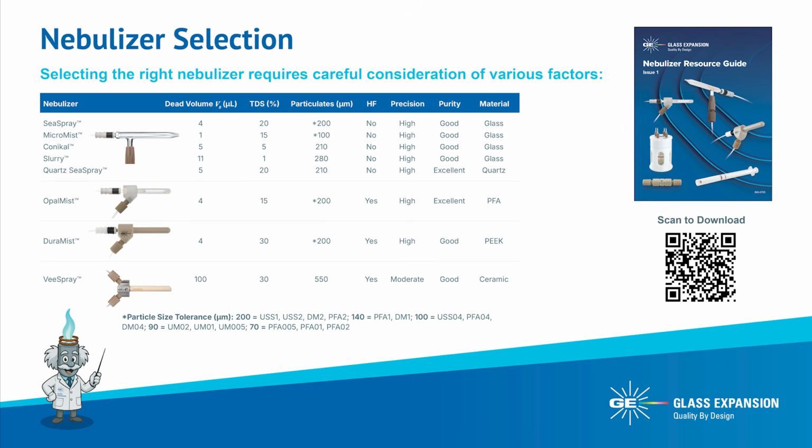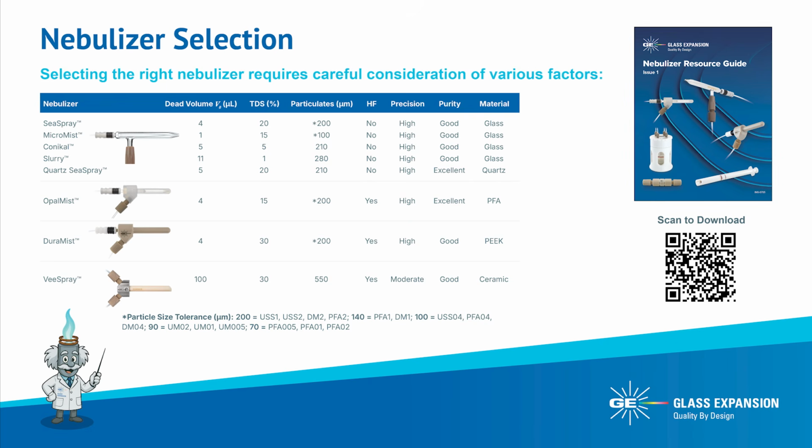The first step is selecting the best nebulizer model, which requires a review of your method requirements, sample matrix for chemical compatibility, and tolerance to particulates and total dissolved solids. As you can see in this table, there are many nebulizers available to pick from, so it's important to match your nebulizer to your sample matrix and analysis requirements.